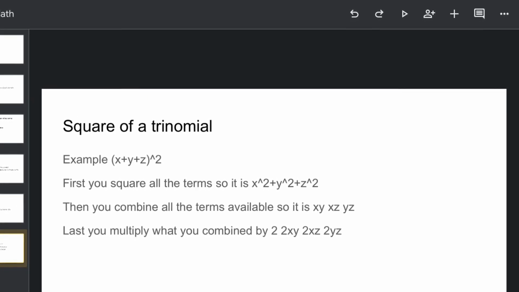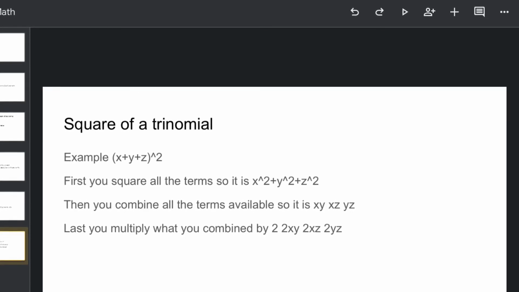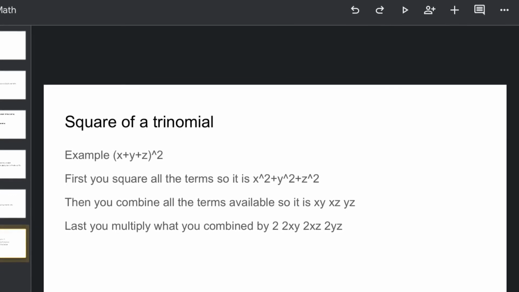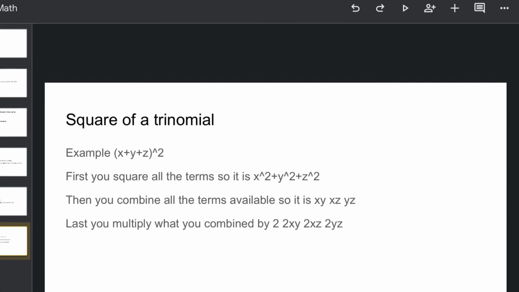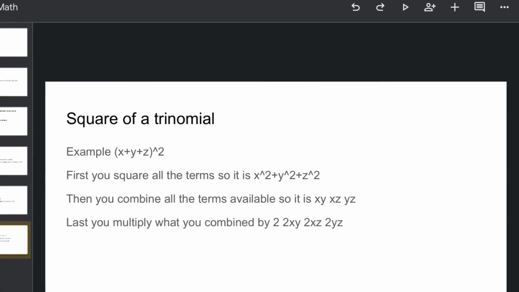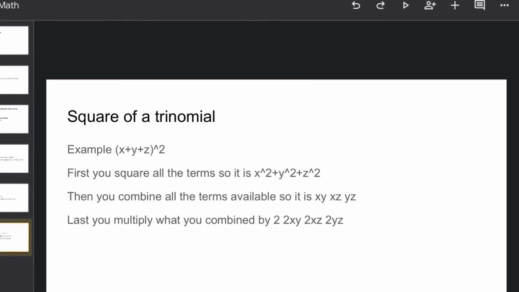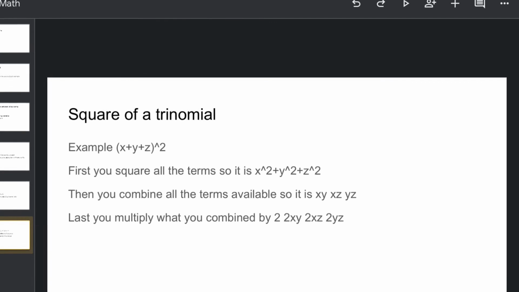Last, you multiply what you combine by 2. So it's 2xy, 2xz, and 2yz. So the answer that you should get is x squared, y squared, and z squared, plus 2xy plus 2xz plus 2yz. Yes, so this is the last one finally.